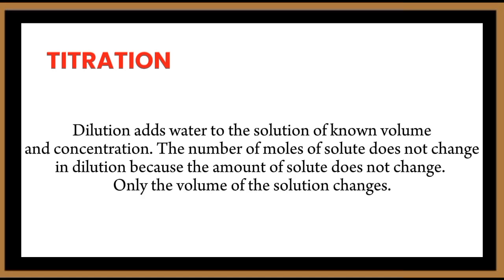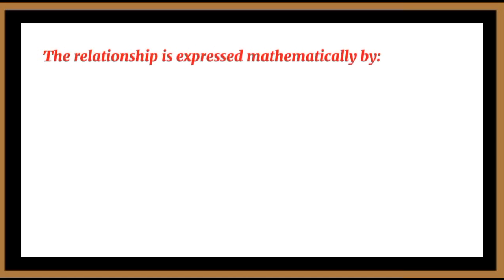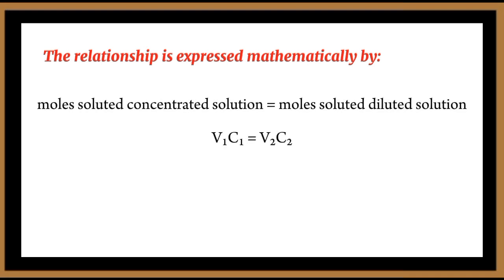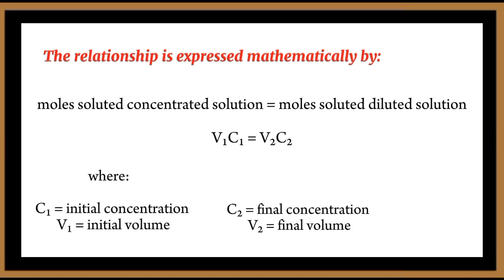Dilution adds water to a solution of known volume and concentration. The number of moles of solute does not change in dilution because the amount of solute does not change. Only the volume of the solution changes. The relationship is expressed mathematically. Moles of solute in the concentrated solution is equal to moles of solute in the diluted solution. V sub 1 C sub 1 is equal to V sub 2 C sub 2, where C sub 1 is the initial concentration, V sub 1 is the initial volume, C sub 2 is the final concentration, and V sub 2 is the final volume.